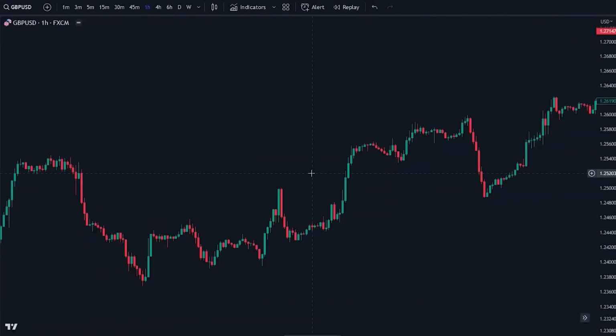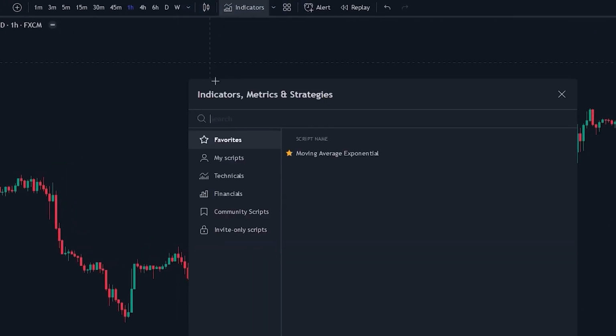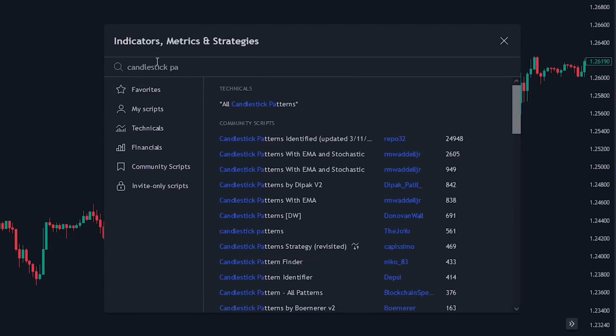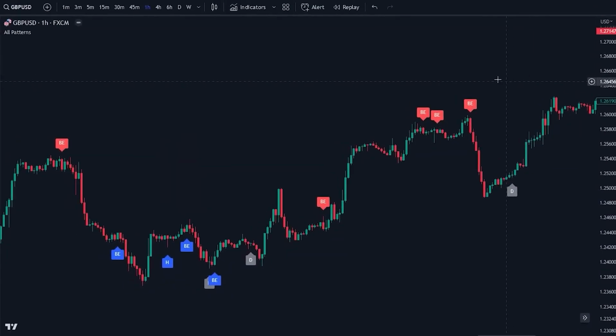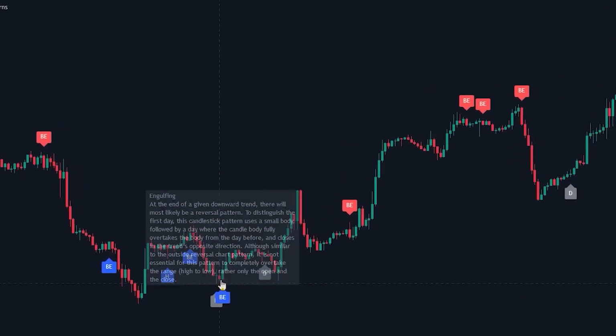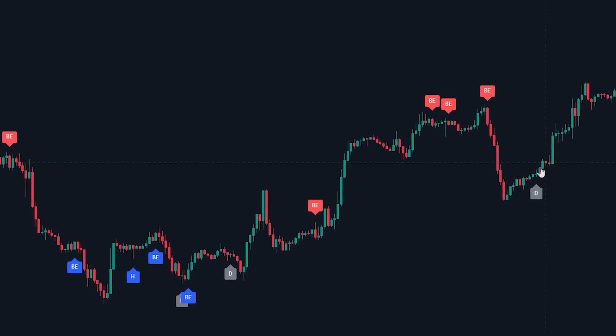Let's first add the indicator to the chart. Head over to the Indicator Search tab and search for the Candlestick Patterns indicator. Select the All Candlestick Patterns indicator by TradingView and add it to the chart. Instead of showing us one candlestick pattern, such as the doji or engulfing candlestick, this indicator is able to show us nearly all of the candlestick patterns.